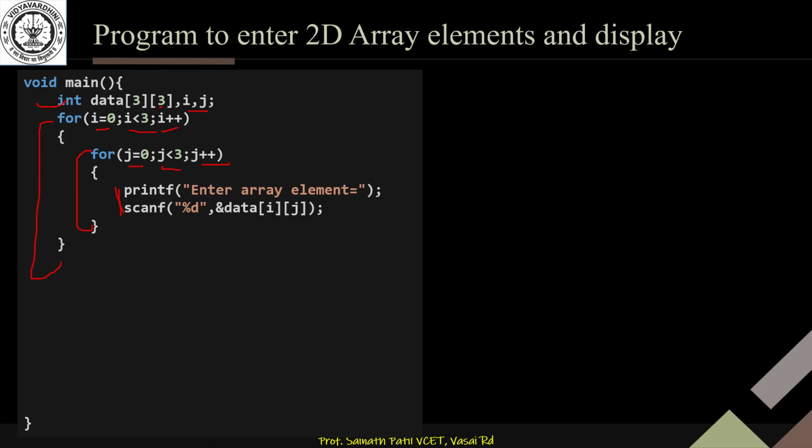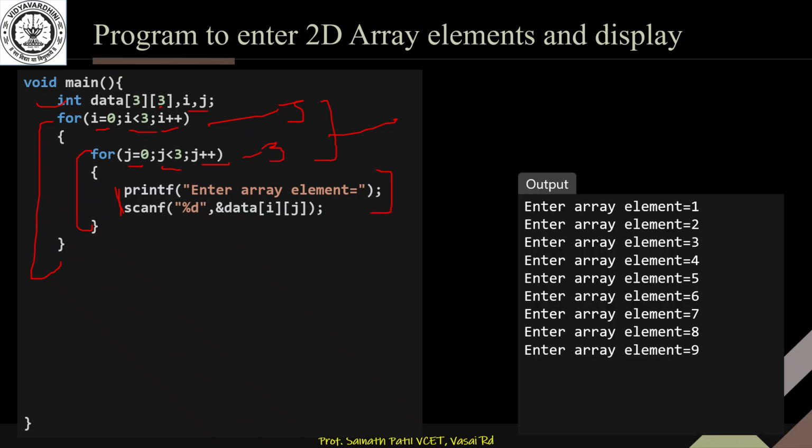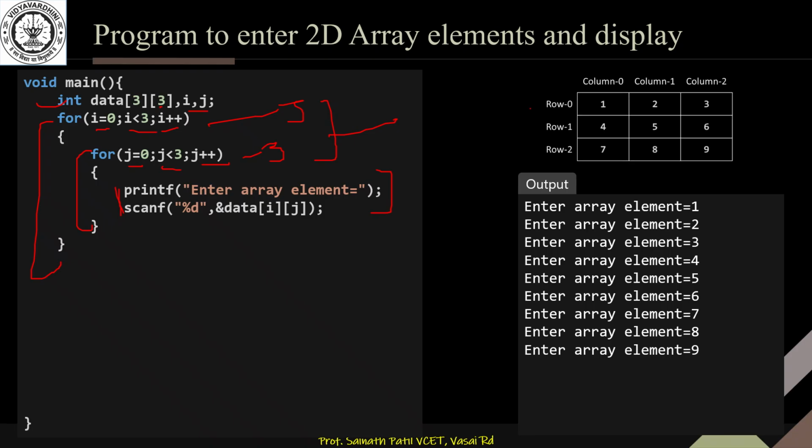Then the inner for loop gets incremented. Data of 0, 1 gets stored. So like this, the inner for loop gets executed 3 times and the outer for loop 3 times. So 3 by 3, a total of 9 times, these two statements get executed. So I entered 1, 2, 3, and so on. This data will be stored like this: row 0, row 1, row 2, column 0, column 1, column 2.